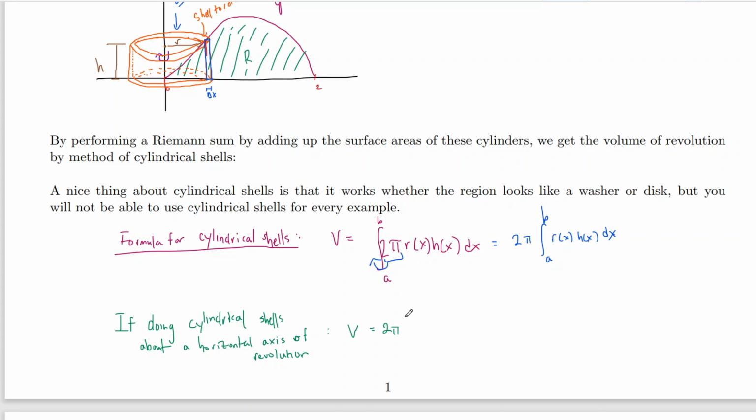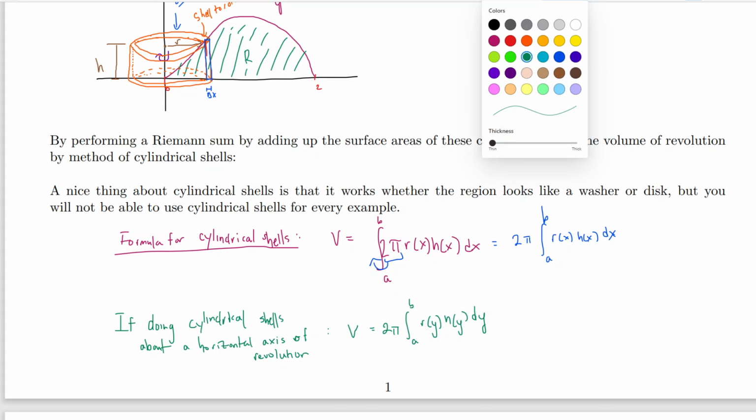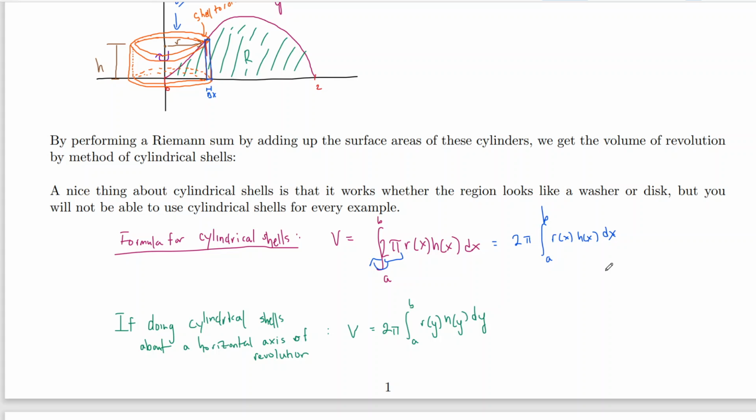It's 2 pi. You figure out your bounds in y from a to b. It's just that your radius formula is r of y, and your height formula is h of y dy at the end. But the entire point here is that they're exactly the same formula, just like last time. So when we see one formula and work it, we can take that and transfer the same ideas to our other picture. You really just need to keep track of what is the radius formula, what is the height formula.